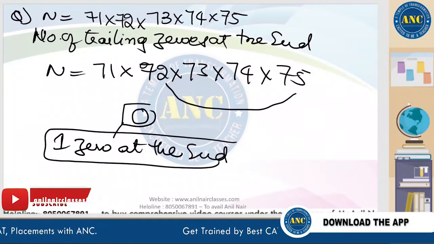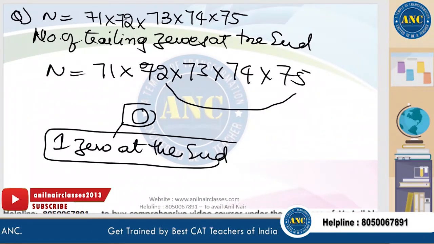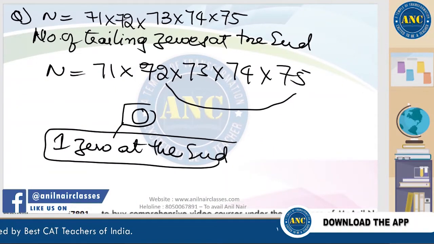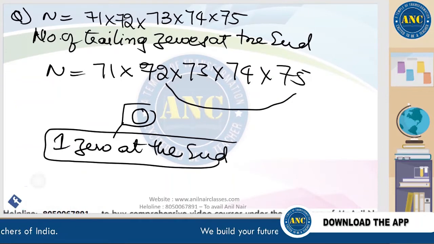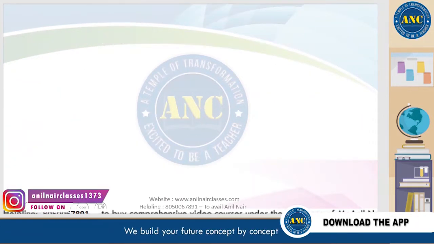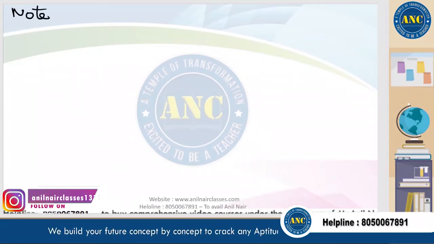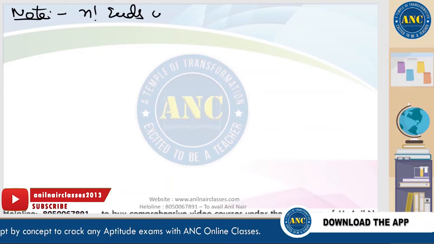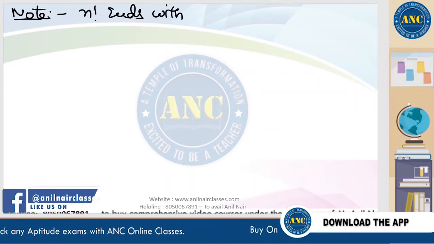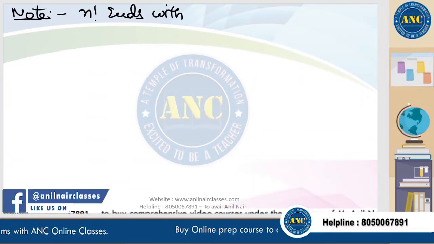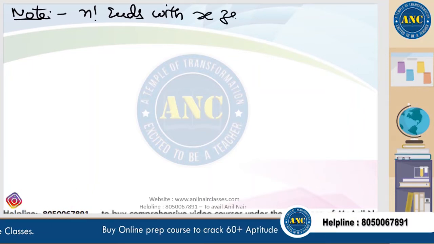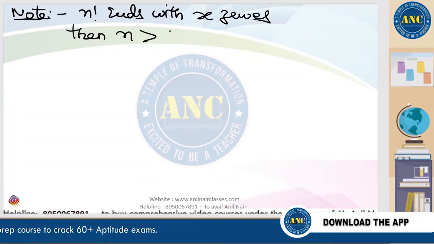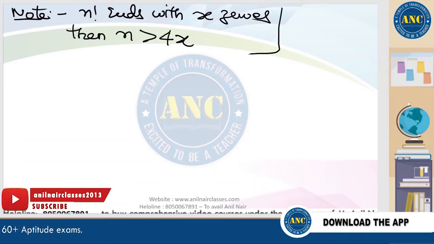Next one. Please write down an important note. This note is very important. You will not find this in the regular textbook. Please write down. Note: if N factorial ends with x zeros, then N is always greater than 4x. Please write down this point.